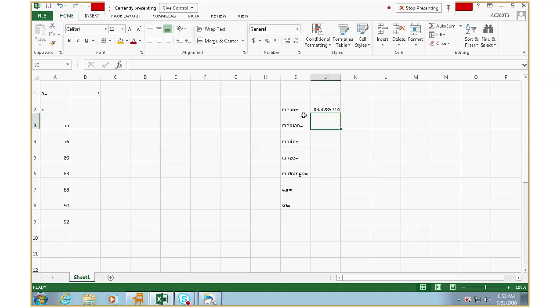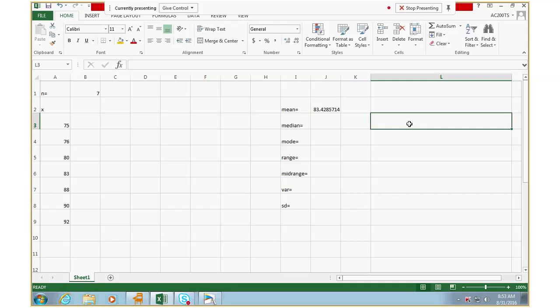The median. Well, remember, I'm going to go out here to the side. And I'm going to put, if n is odd, then pick the middle.